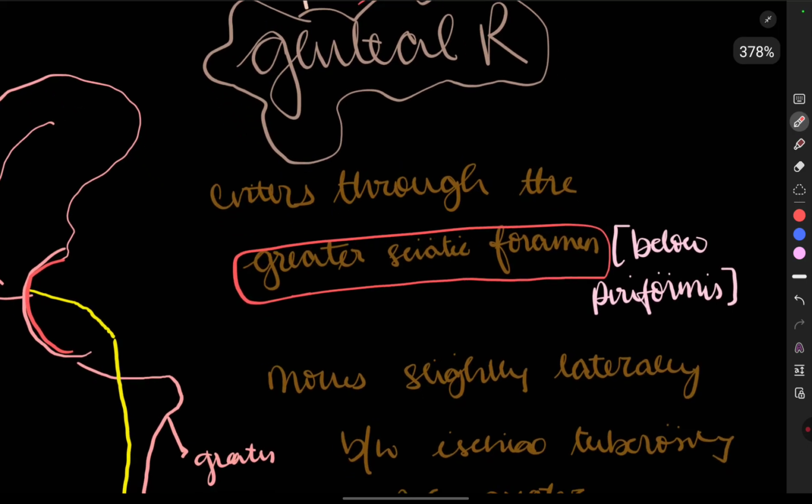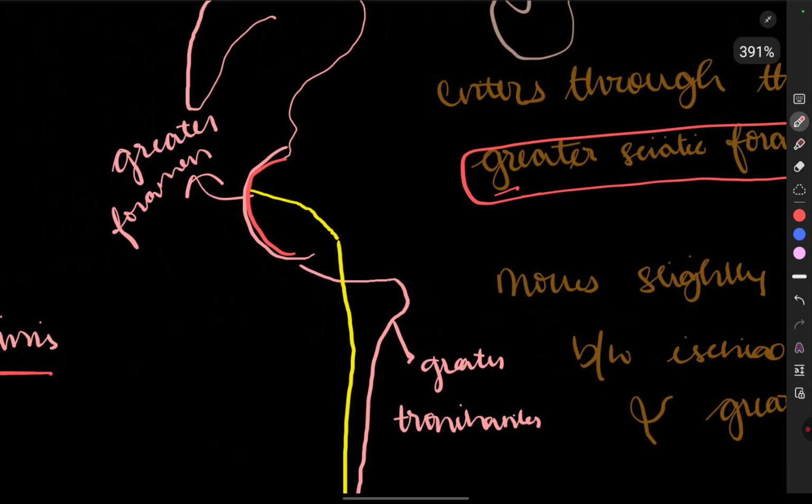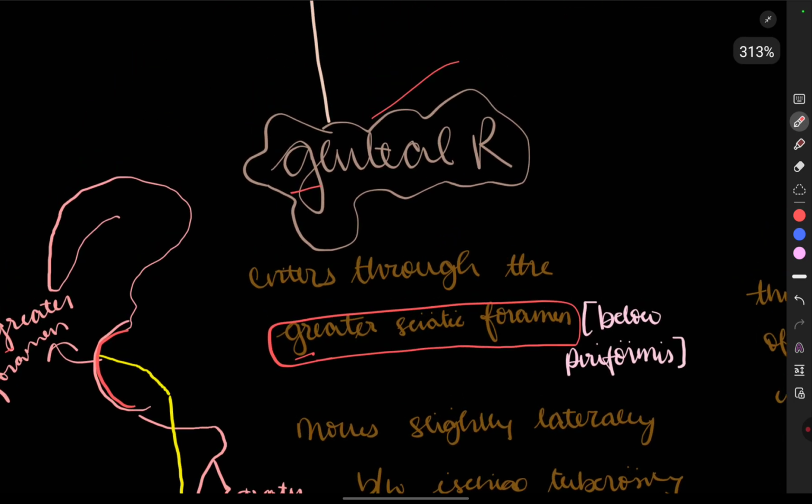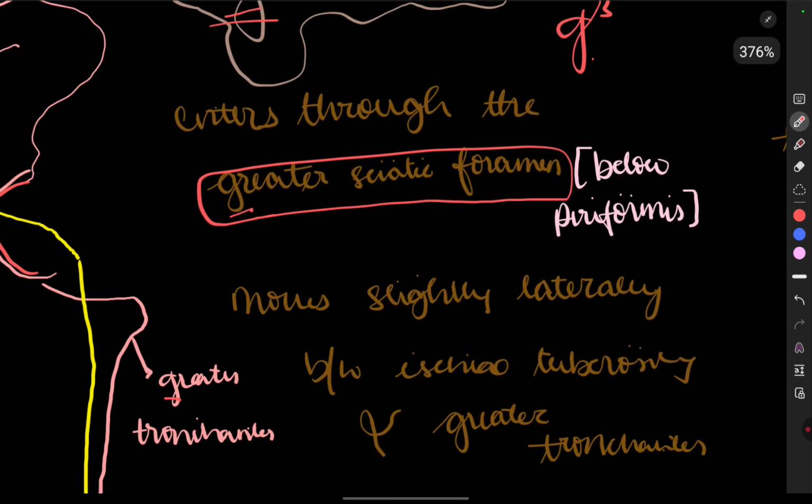G for gluteal, G for greater, G for greater trochanter, and G for greater foramen, and G for gluteal region. This is how you remember it, that is G cube. G for gluteal region, G for greater sciatic foramen, and greater trochanter of the femur.